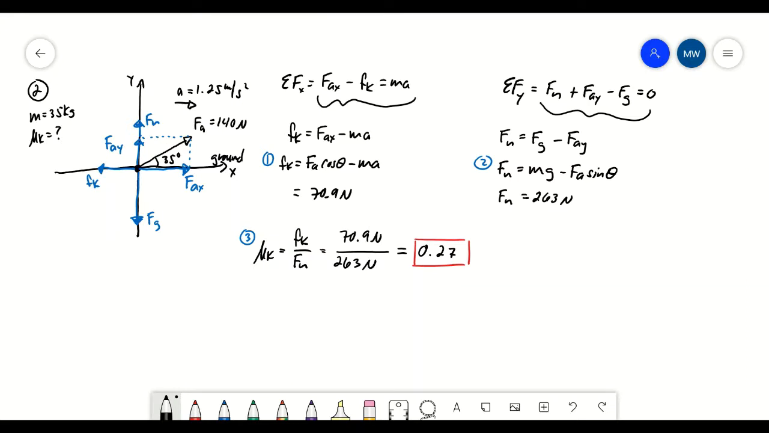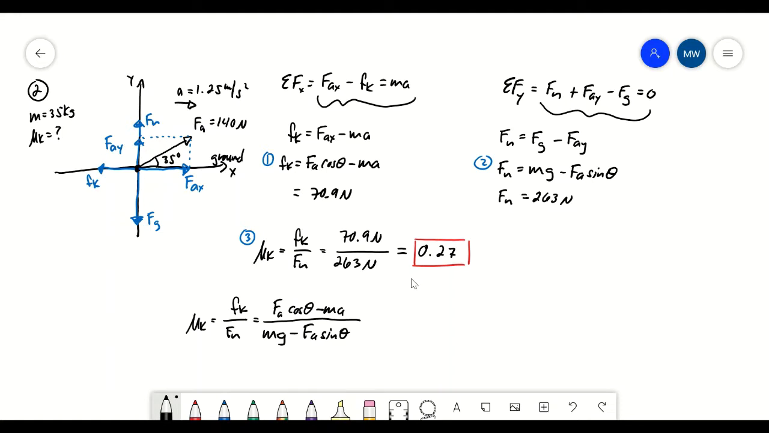Option number 2 is, again, we could use our substitution. We know that mu k equals Fk over Fn. Well, what is Fk equal to? All of this stuff. And Fn is equal to all of this stuff. So I could do some substitution, and in place of Fk, I'll write Fa cosine theta minus Ma divided by mg minus Fa sine theta. And if you used this bigger equation that solves the problem, you put all the numbers in, provided that you put them in correctly on your calculator, you're still going to get 0.27 for uk.